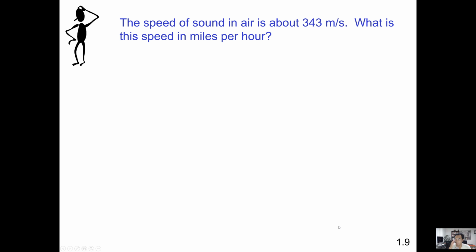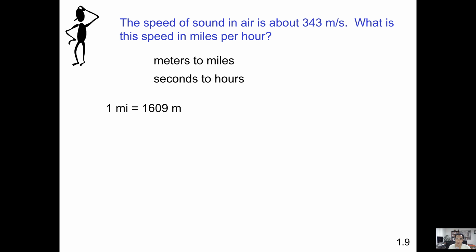Alright, here's another example of dimensional analysis using physics. The speed of sound in air is about 343 meters per second. What is the speed in miles per hour? So first we have to find the conversion from meters to miles, and we already know that 1 mile equals 1609 meters.